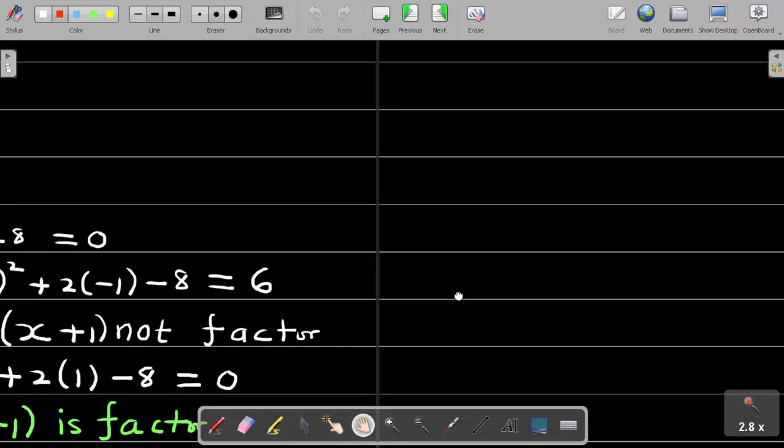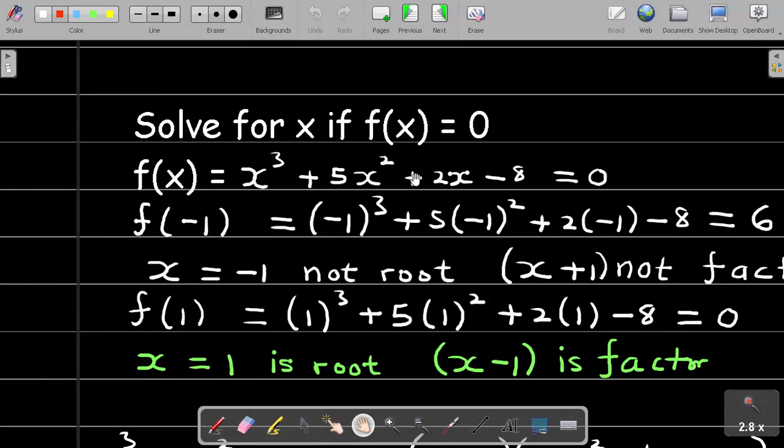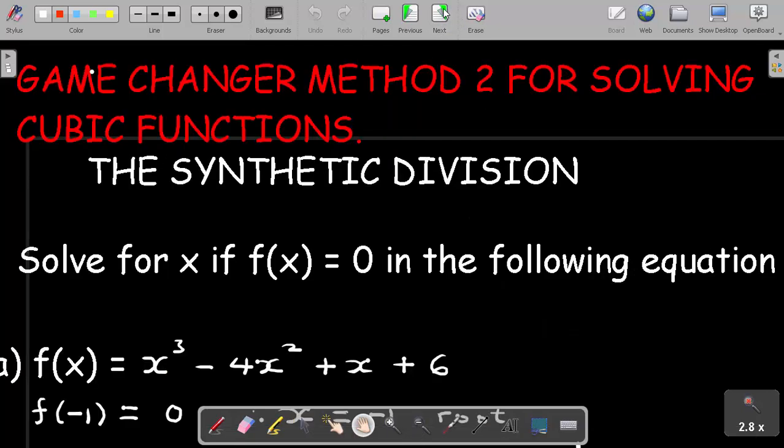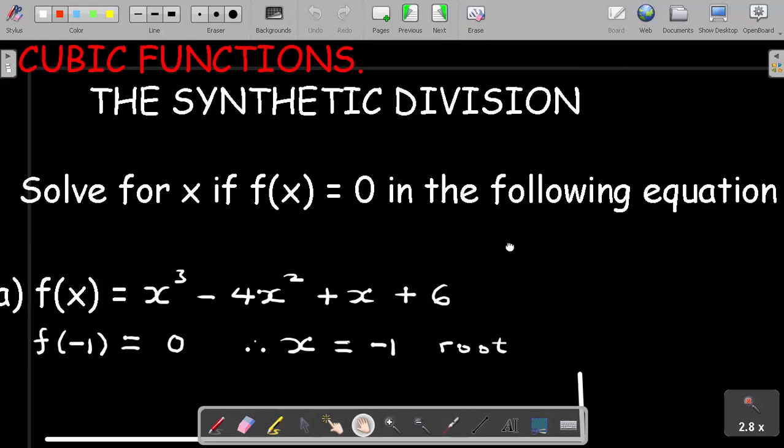Alright, that is it for that. Now this method, as you've seen, is a little bit longer. We have got a shortcut here. The shortcut, which I call a game changer, is method 2 of solving cubic functions. It's called using synthetic division.